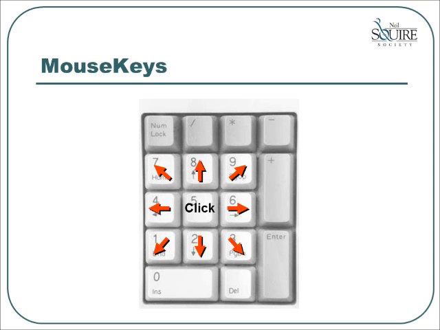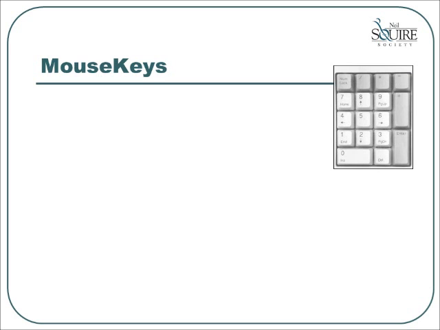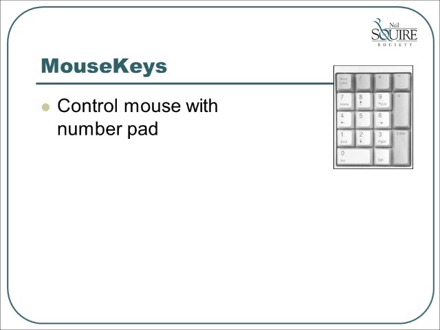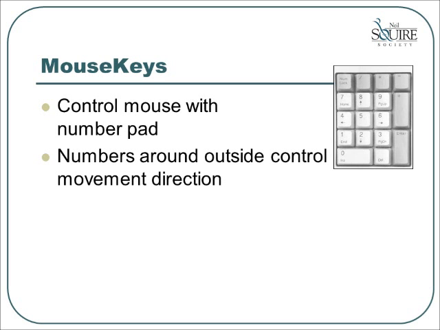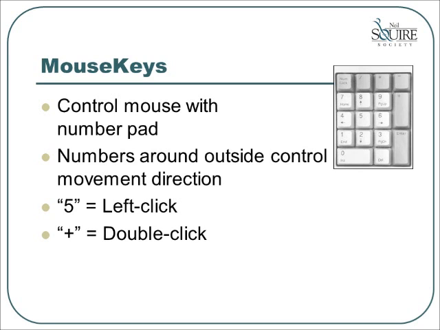Another software option for mouse control that is built into the Windows operating system is called mouse keys. When the mouse keys option is turned on, you can control the mouse movement with the keys of the number pad located on the right side of your keyboard. The numbers around the outside of the pad control the mouse movement direction, while the number 5 in the center provides a left click. The plus sign on the number pad provides a double click.